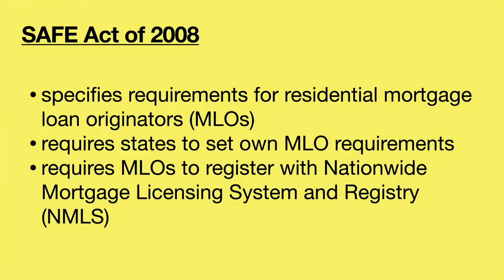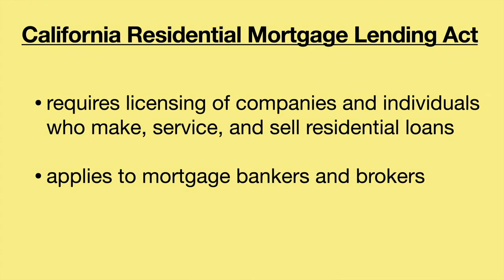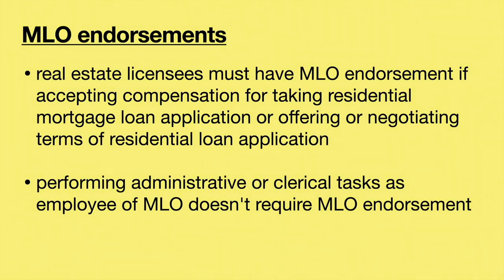Loan brokerage. The SAFE Act of 2008 specifies requirements for residential mortgage loan originators, MLOs, and requires MLOs to register with the Nationwide Mortgage Licensing System and Registry, NMLS. The California Residential Mortgage Lending Act requires licensing of companies that and individuals who make, service, and sell residential loans. It applies to mortgage bankers and brokers. Real estate licensees must have an MLO endorsement if accepting compensation for taking a residential mortgage loan application or offering or negotiating the terms of a residential loan application.